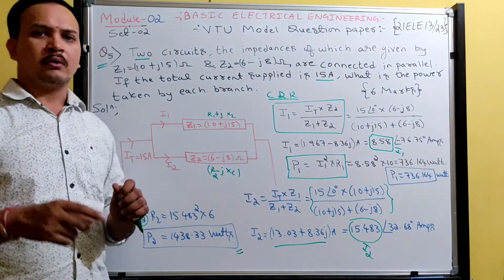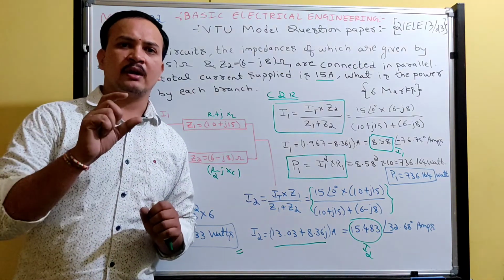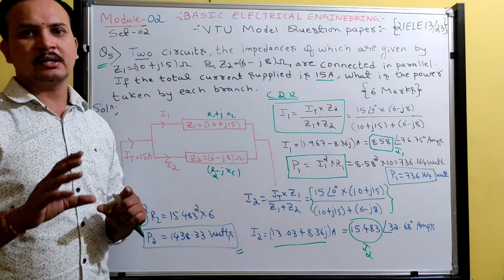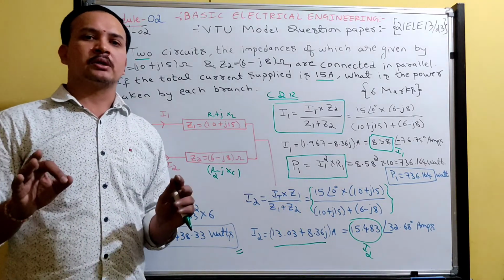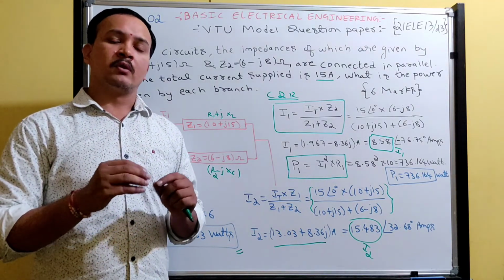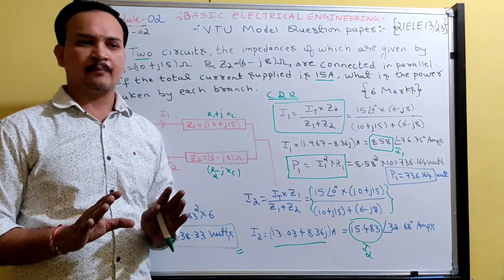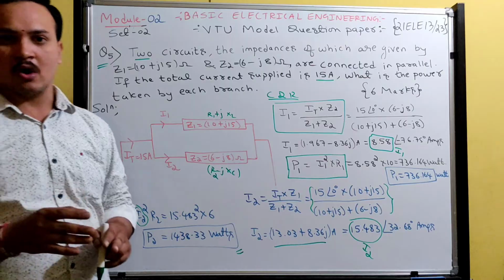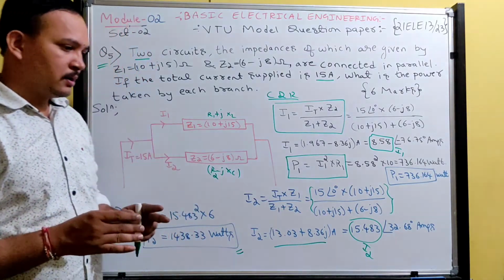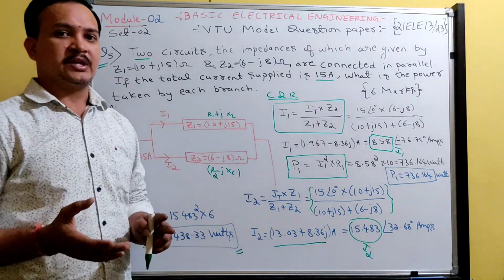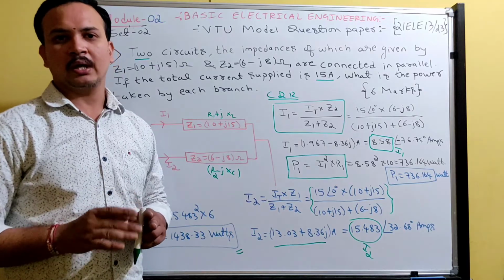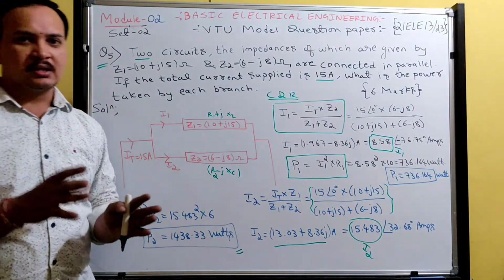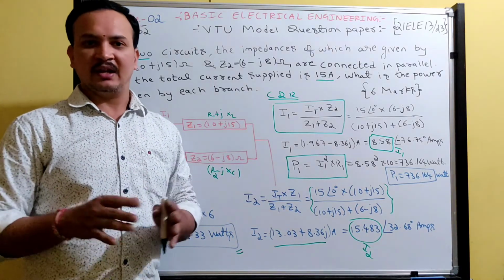Module 2 has only two weightages. The first weightage is full of derivations. You should practice derivations for module 2. 100% you can score full marks from the derivation questions. Definitely derivations will come for around 10 to 15 marks from module 2, and they will ask problems based on the derivation itself. So practice problems and derivations with equal weightage.